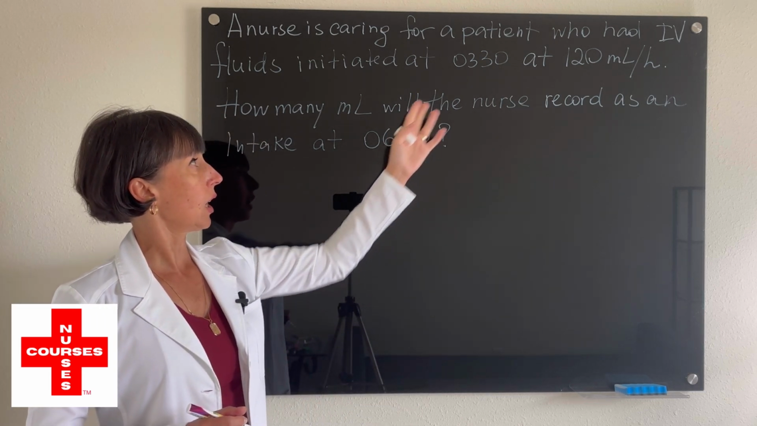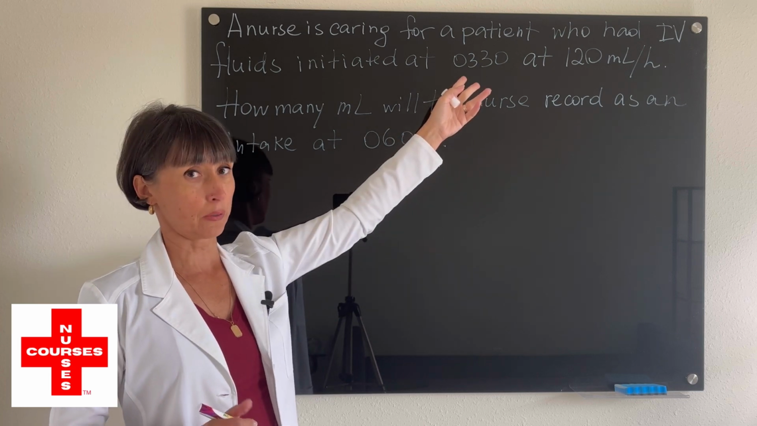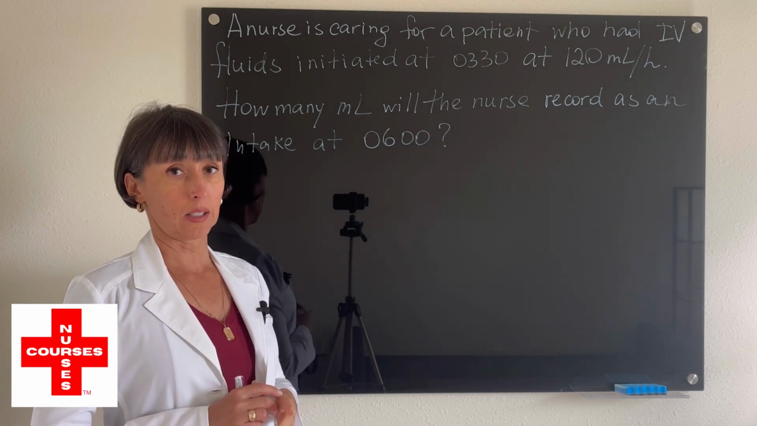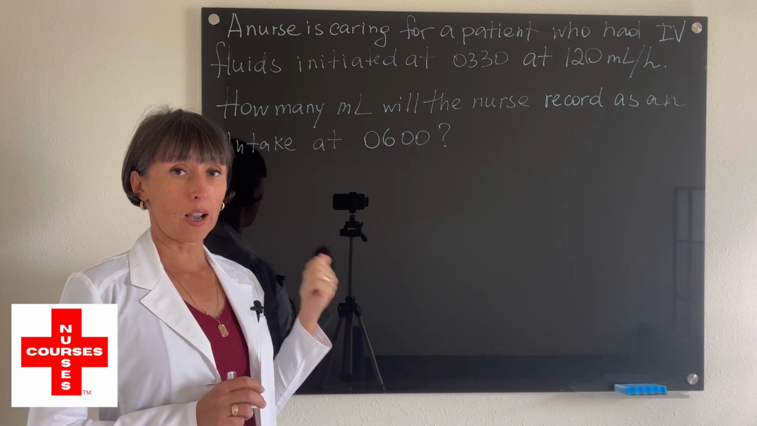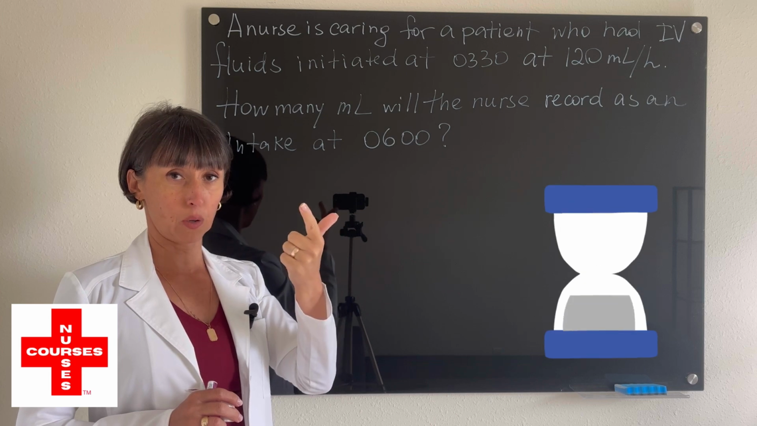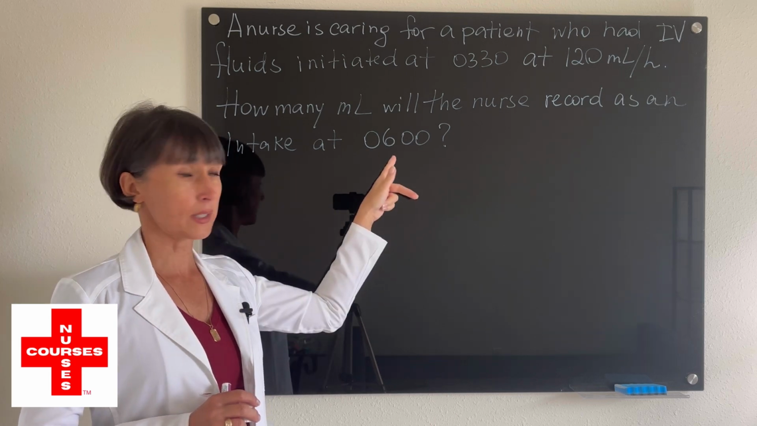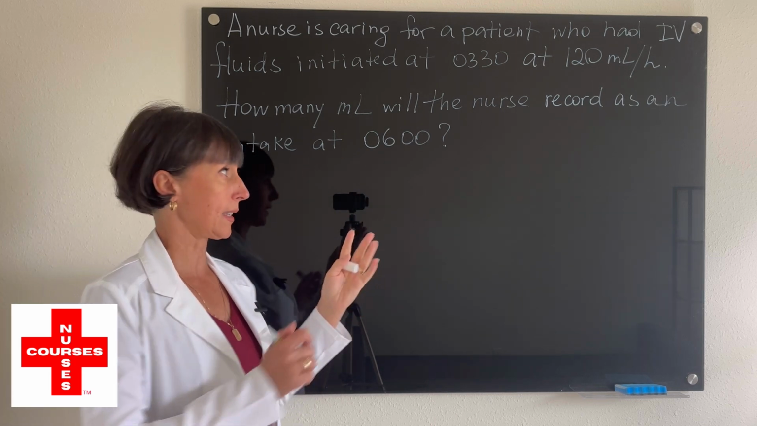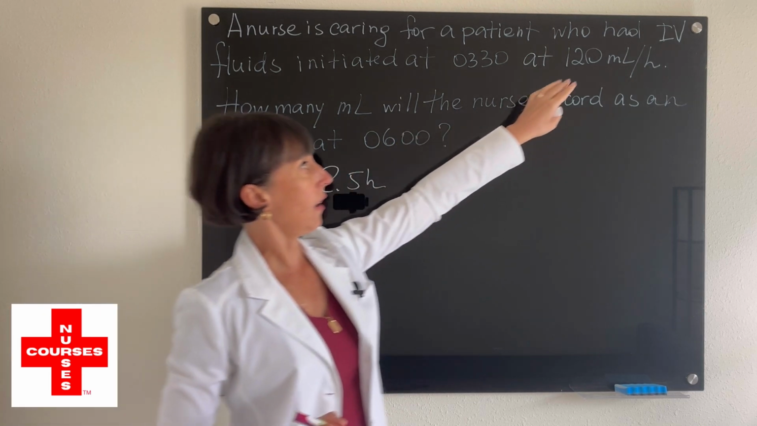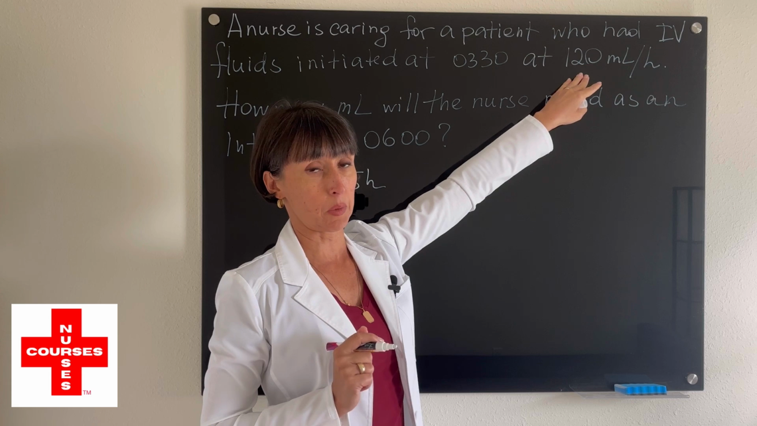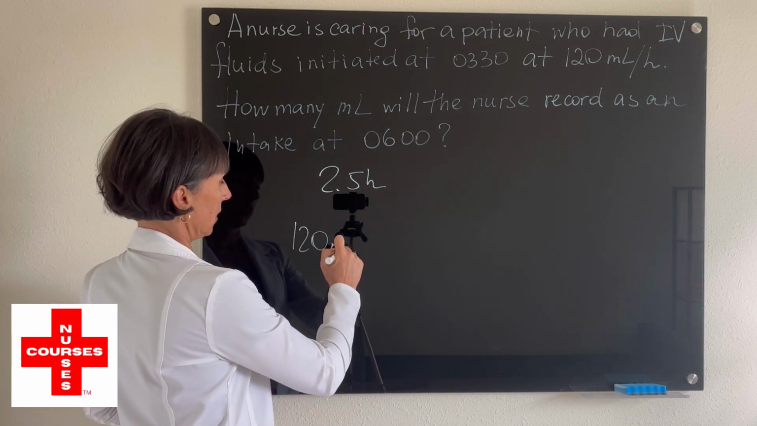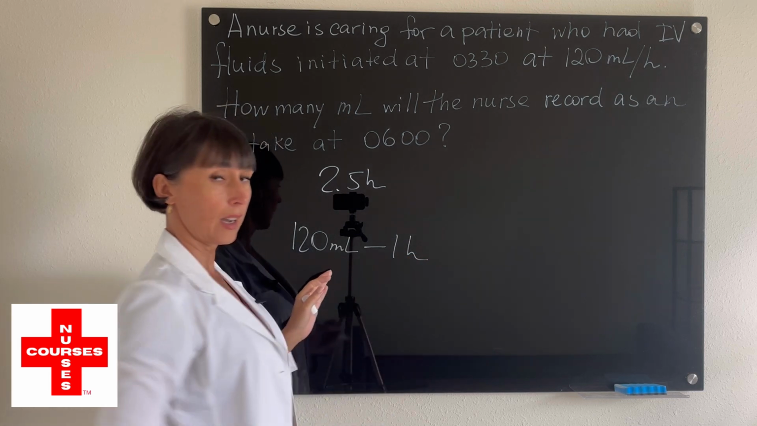First, let's figure out how much time passed from 3:30 when fluid was initiated to 6 o'clock when we want to calculate the intake. I always tell you to count your hours on your fingers, right? From 3:30, 4:30, 5:30, and a half to get to 6. So 2.5 hours passed, right? Now, every hour the patient is receiving 120 milliliters. So 120 milliliters is 1 hour.